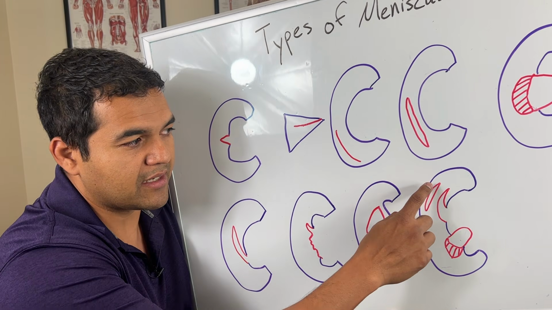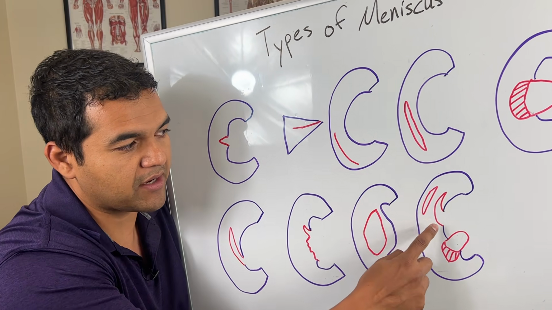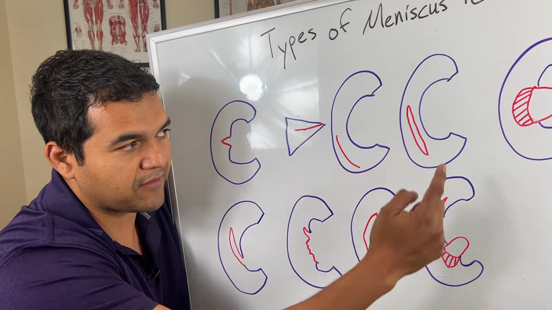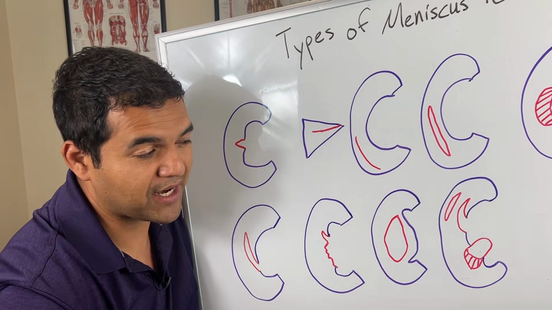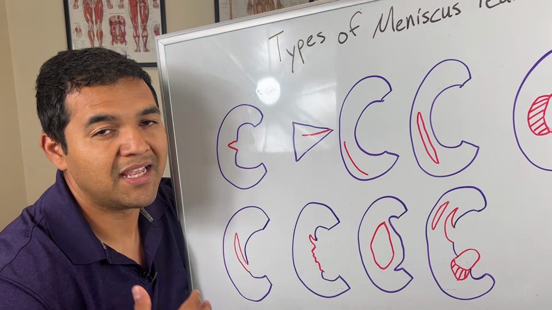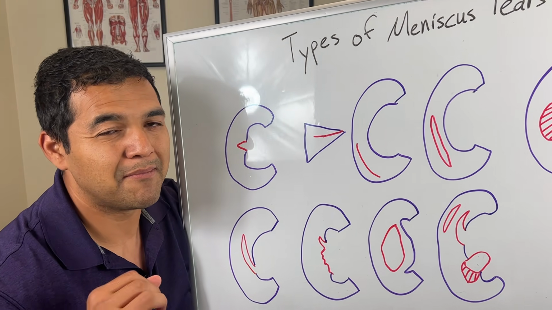Now, notice I put one of these intrasubstance tears up here, a parrot beak radial tear and a flap tear, but you can have a double parrot beak tear or a triple flap tear. You can have all kinds of combinations. That would be called a complex meniscus tear.